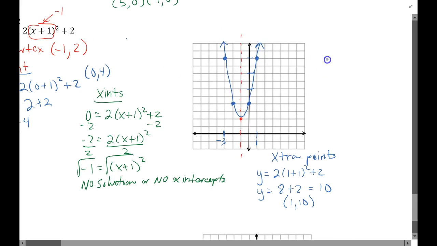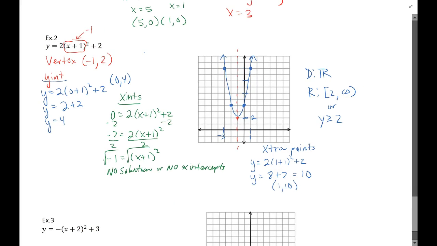Domain and range. Like I said before, domain is always all real numbers. Again, this graph is opening up, so we're going to find the min value, or the min y value, which is down here at 2. And so our range goes from 2 to infinity, or you can say y is greater than or equal to 2. All right, one last example.